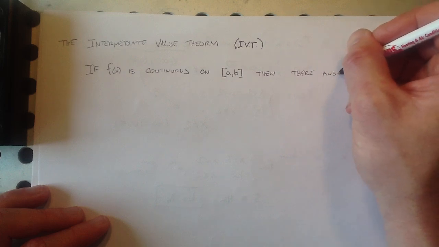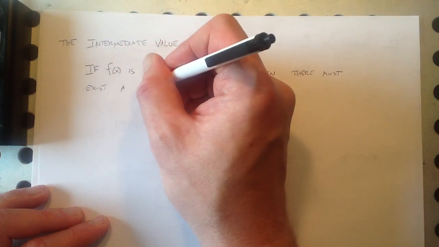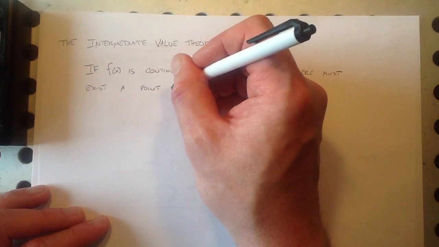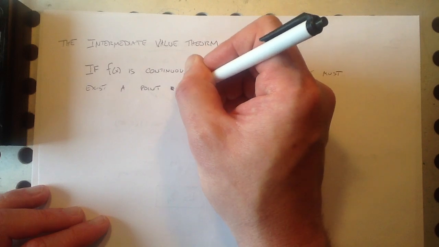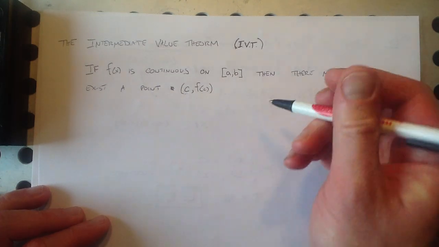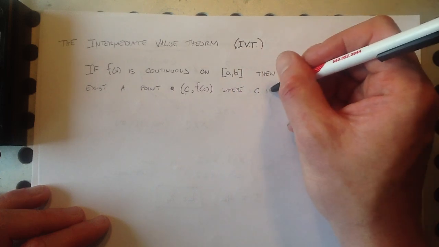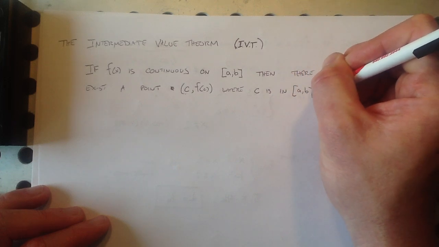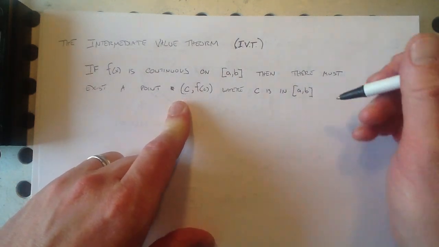there must exist a point, we'll call the point c comma f of c. Right, that's a point c comma f of c. That's like the x coordinate and a y coordinate, where c is in the interval a to b. Right? There's got to be some point in between a and b.